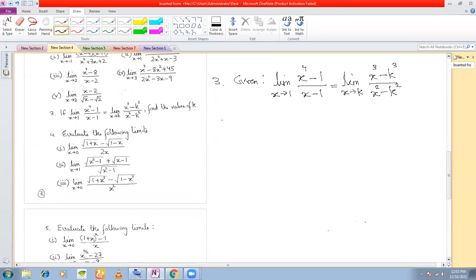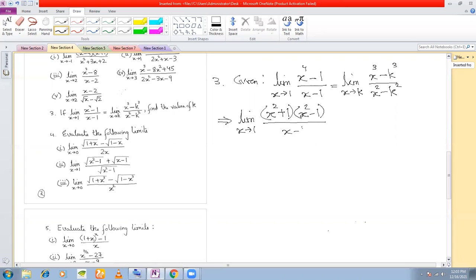Okay. Now what you do is evaluate both the limits separately on the left hand side and the right hand side, and then you find out the value of k. Now on the left hand side, you have a limit where x tends to 1. So if you put x equal to 1 here, you will get denominator equal to 0. So what you do here is you first factorize the numerator and cancel out the common factor. So x to the power of 4 minus 1 can be written as x square plus 1 into x square minus 1, right?